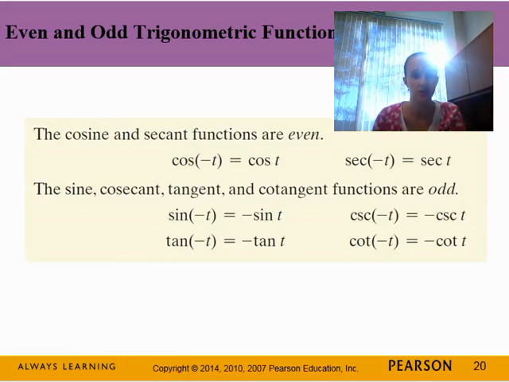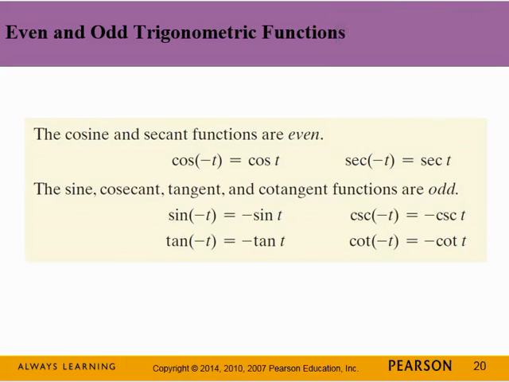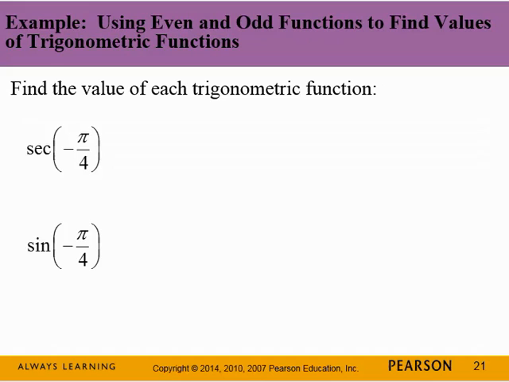So, even and odd trig functions. Cosine and secant functions are even, and sine, cosecant, tangent, and cotangent functions are odd. So that means cosine of negative t equals cosine t, secant of negative t equals secant t, whereas sine, cosecant, tangent, cotangent are odd, which means sine of negative t equals negative sine of t. So let's look at a couple examples.